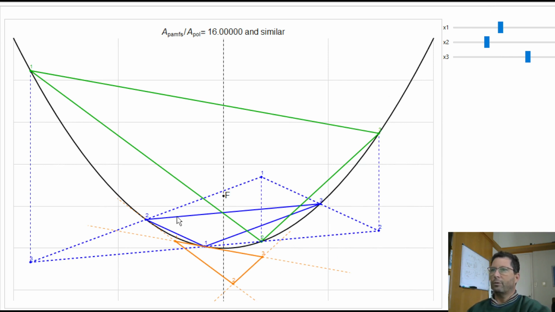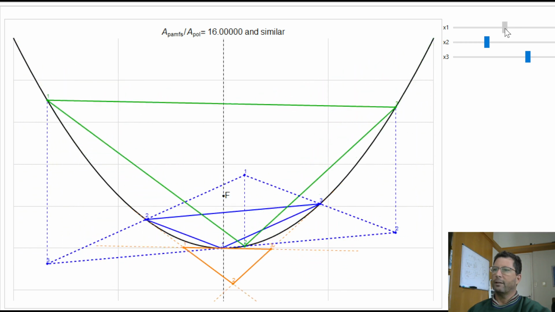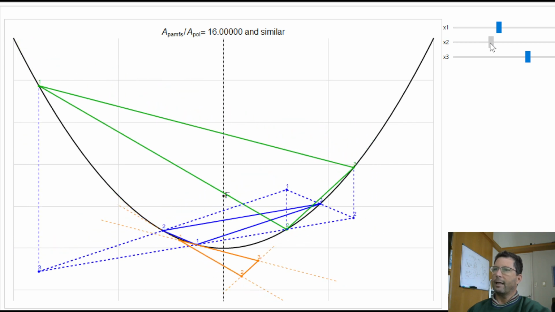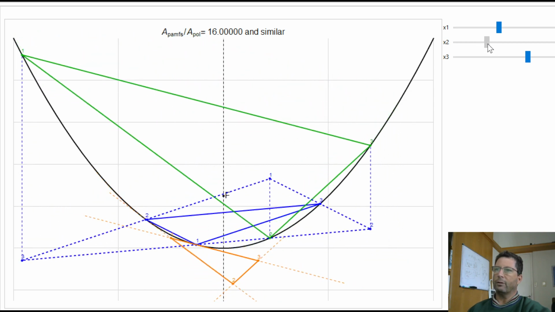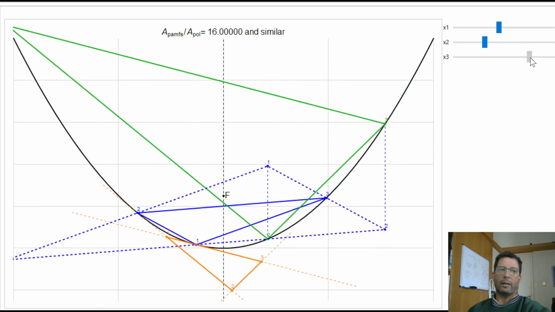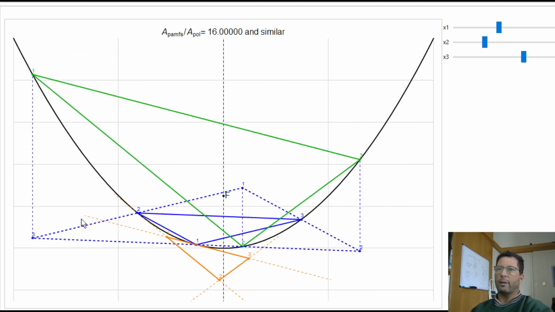Let's start with this blue triangle here: 1, 2, 3. I have some controls on the right where I can play with the X location of the first vertex of my blue triangle, or the X location of the second vertex, or the third one. So I can basically choose an arbitrary parabola-inscribed blue triangle. I'm also showing the anticomplementary triangle. The dashed blue one is the anticomplementary of the reference blue.